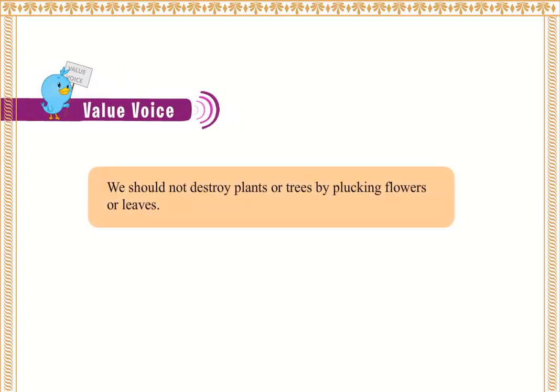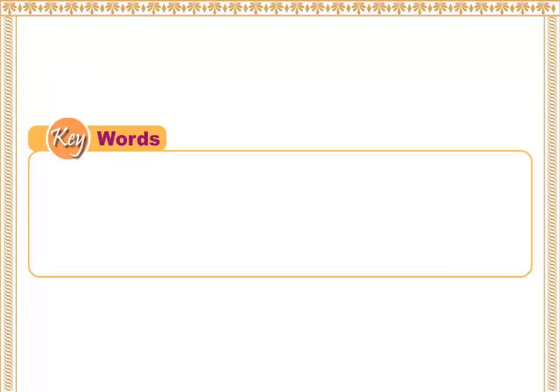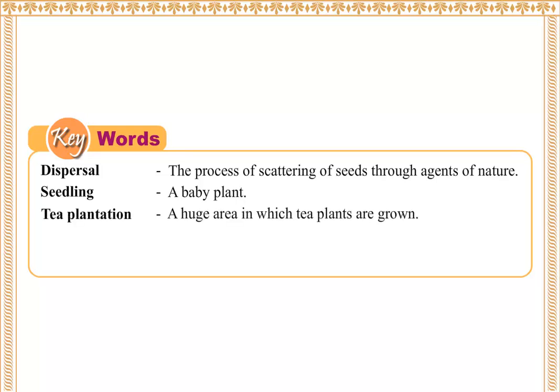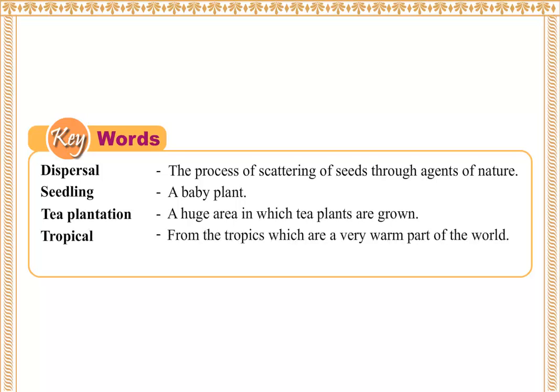Value voice. We should not destroy plants or trees by plucking flowers or leaves. Words. Dispersal: the process of scattering of seeds through agents of nature. Seedling: a baby plant. Tea plantation: a huge area in which tea plants are grown. Tropical: from the tropics, which are a very warm part of the world. Evergreen: a tree or plant which has leaves throughout the year.